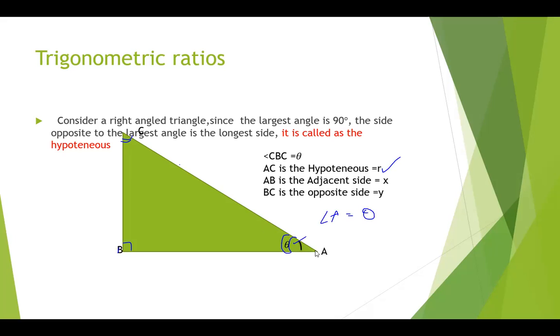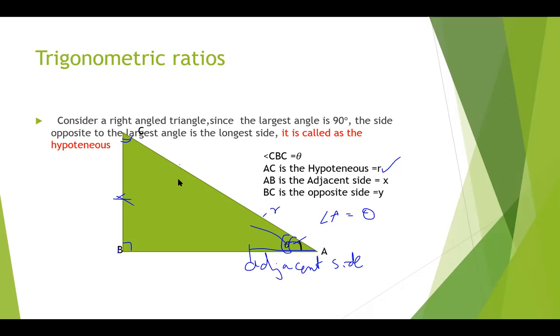The side on which our reference angle is lying is adjacent to this theta. That side and the hypotenuse are adjacent. It is quite clear this side is the longest one, it is the hypotenuse, it is fixed. Then the one more side which is adjacent to this theta is called the adjacent side. Now we are left with this side. This side is always opposite to our reference angle. Our reference angle theta has the opposite side as BC.